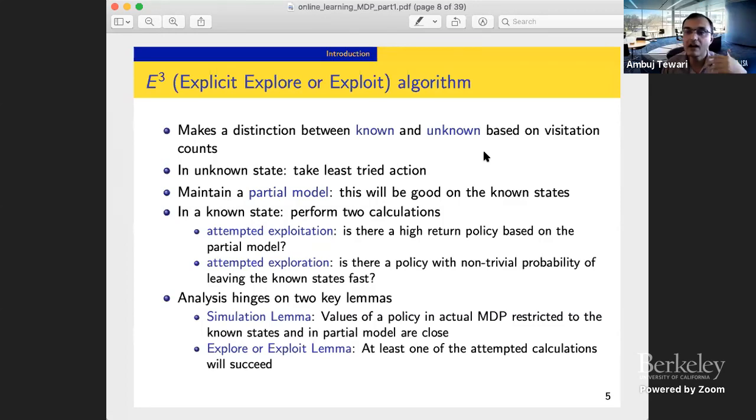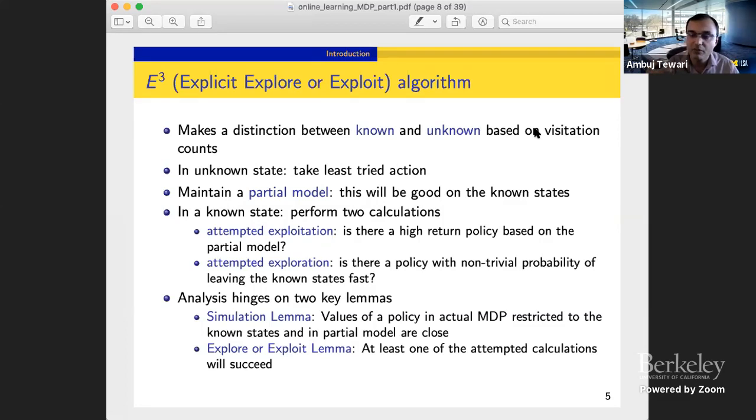And by the way, the distinction between known and unknown states is decided by the number of times you visited the state in the past. So if you land up in an unknown state, you just do what they call balanced wandering. So you just take the least tried action. So you just explore. And you also maintain a partial model.